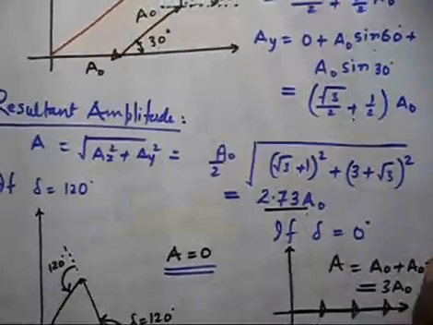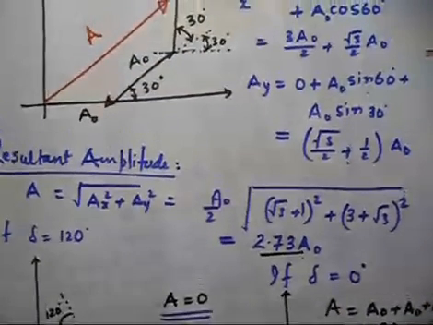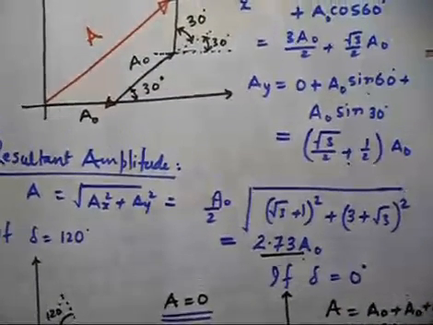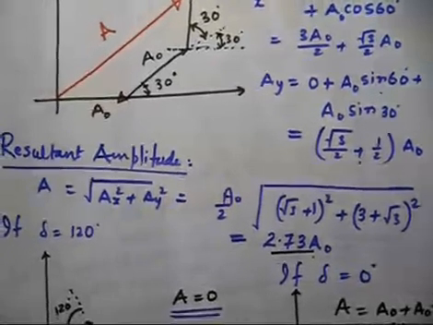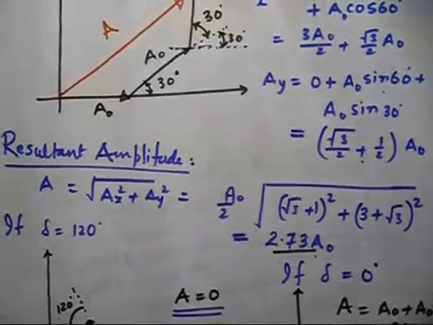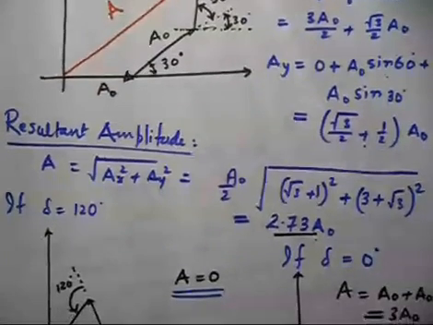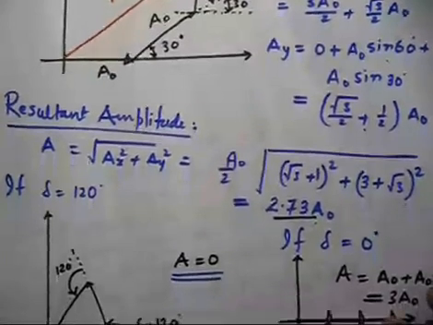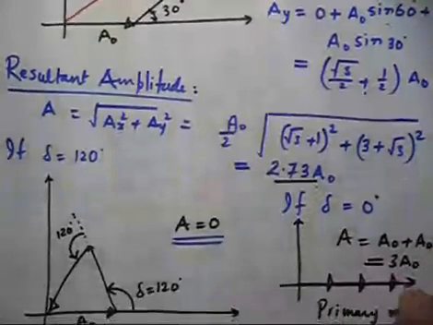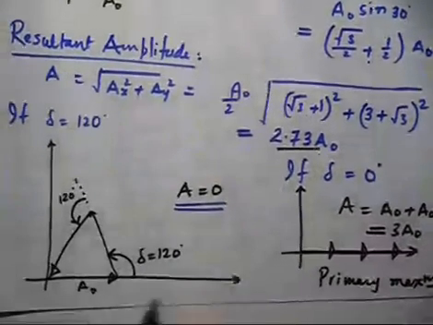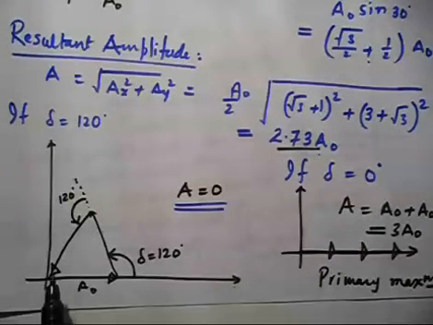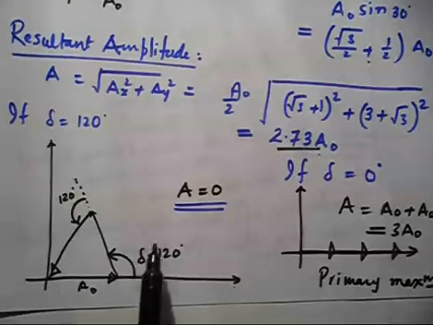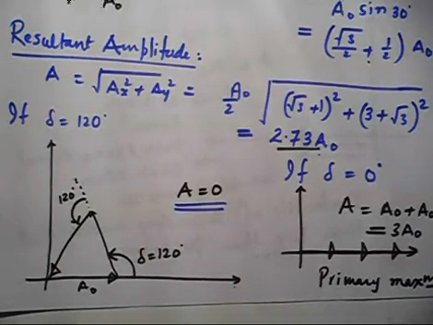Now similarly, you can copy all this. Now if I want to calculate what is the intensity when delta is 120 degree, I can make the phasor something like this. Now in this case, the resultant vector is 0. So resultant amplitude is 0. So intensity is 0. So at a point when delta is 120 degree, we are getting a minima. So this is a minima point.